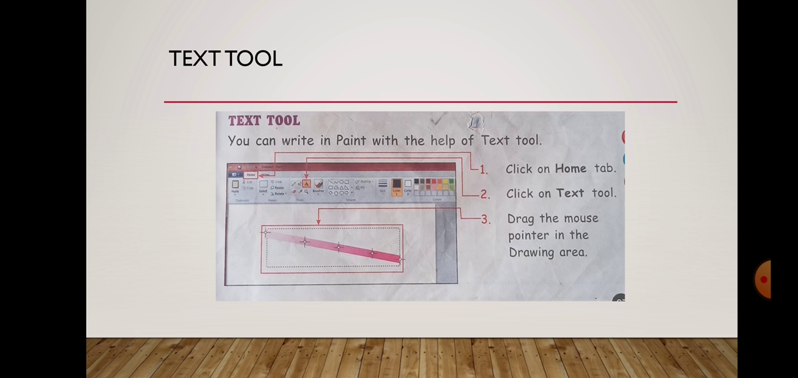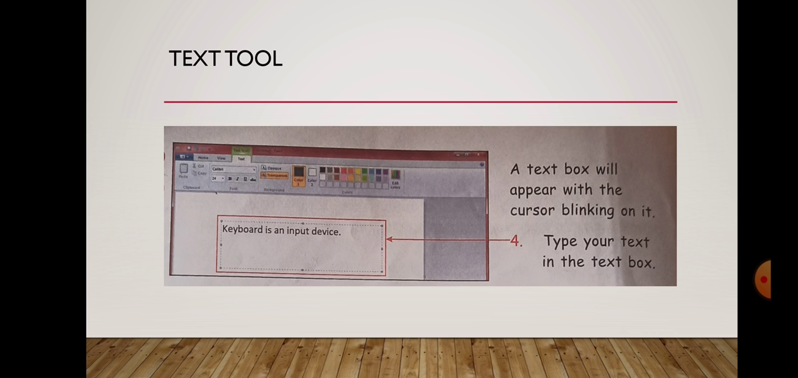Now the text tool, how are we going to use that tool? First of all, we'll click on the home tab again. Then we will click on the text tool. After clicking on the text tool, the following kind of shape will appear in front of us. This particular area is known as the text box, and there will be a cursor blinking in it. What you have to do next is type your text. Suppose you want to type tree, you will type it and then leave it like that.